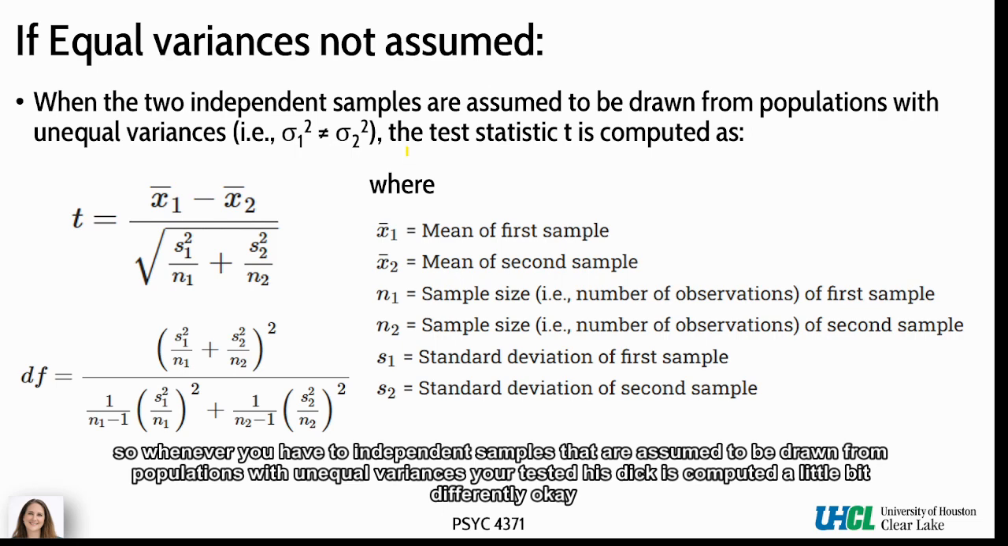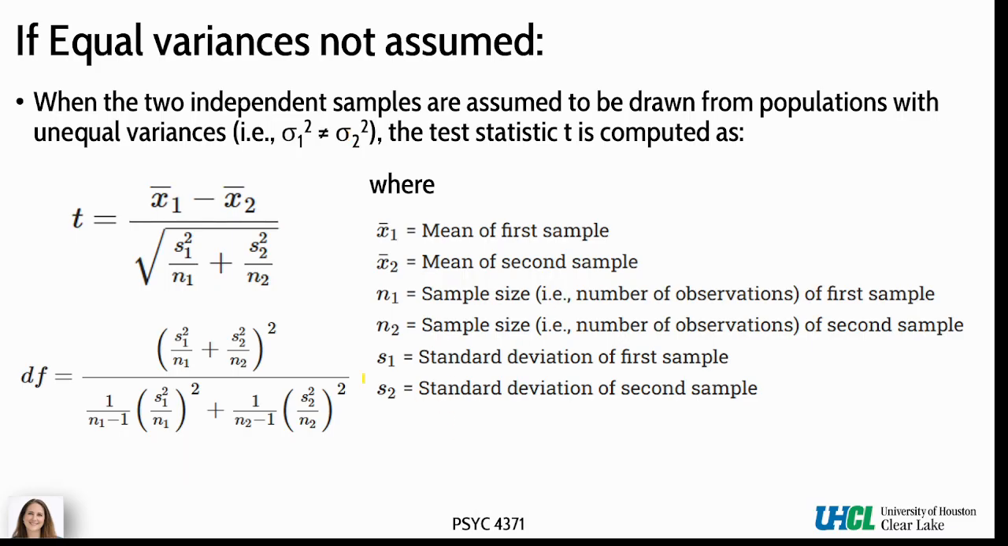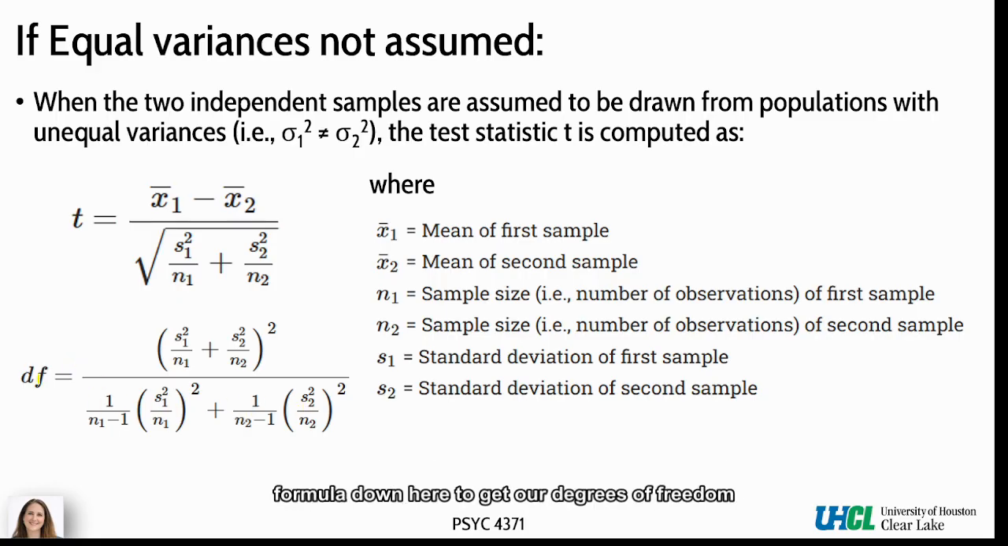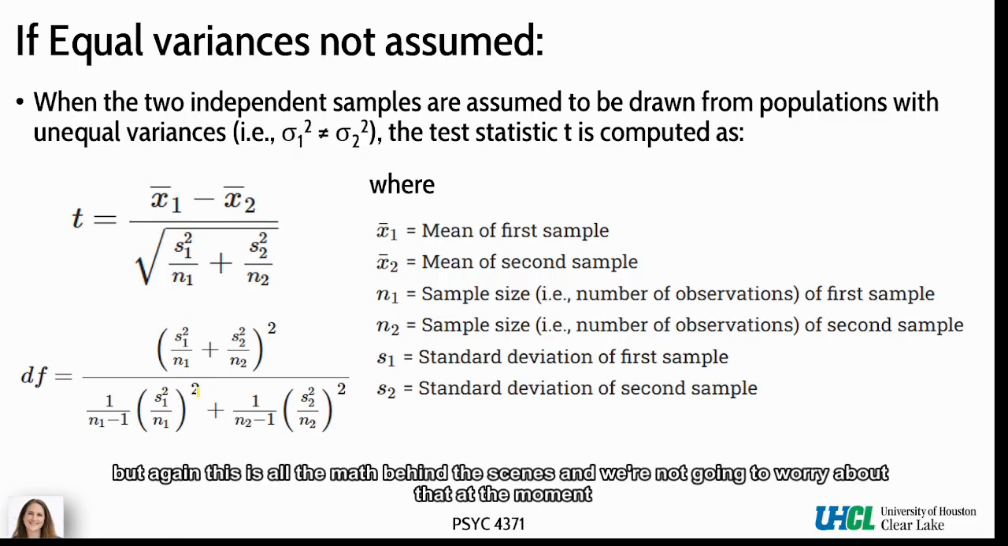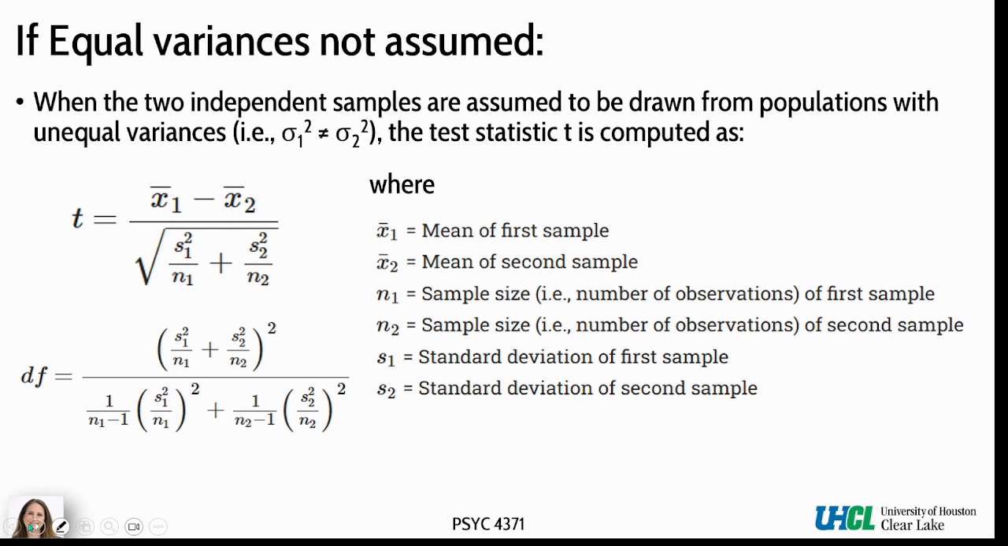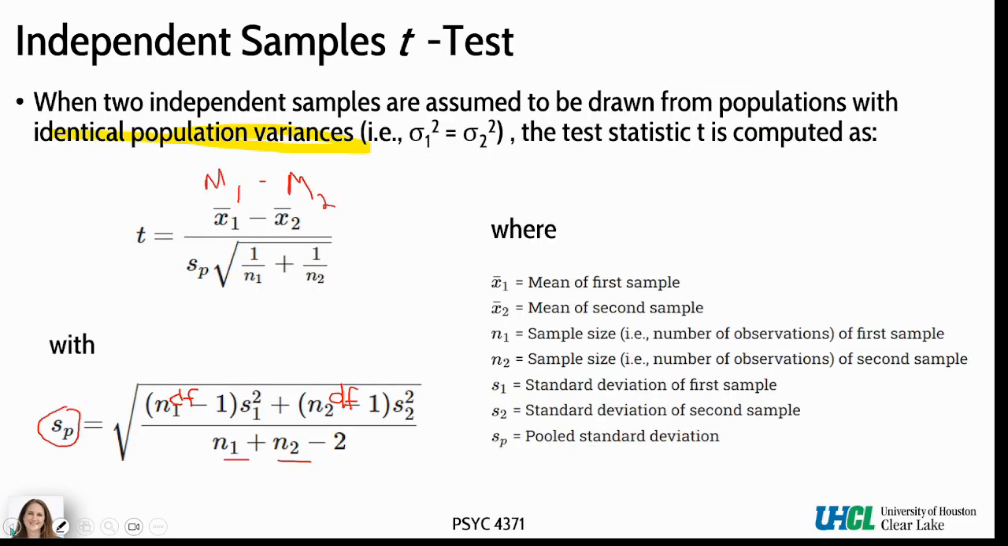So whenever you have two independent samples that are assumed to be drawn from populations with unequal variances, your test statistic is computed a little bit differently, okay? You see here you've got a little bit of variation in that formula. Instead of using pooled variance, we're going to use this formula down here to get our degrees of freedom, which is going to go back into that formula. But again, this is all the math behind the scenes, and we're not going to worry about that at the moment because I would rather you understand the formula we went over in the other video. I just want you to see that there's a difference between this formula and that formula.